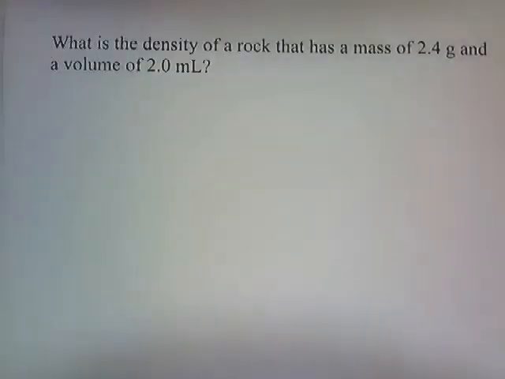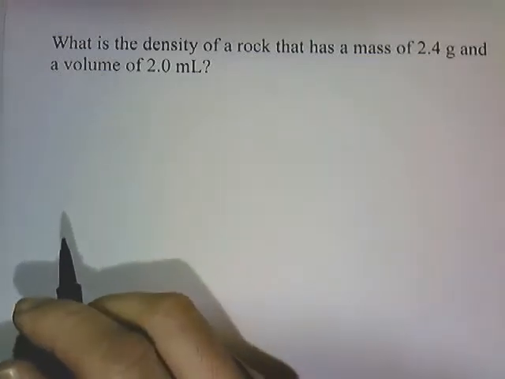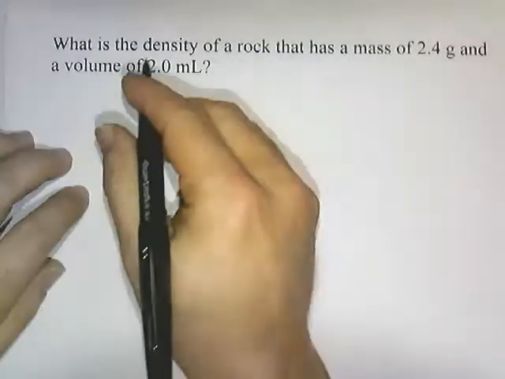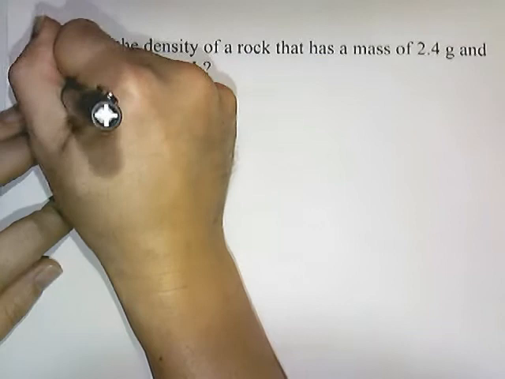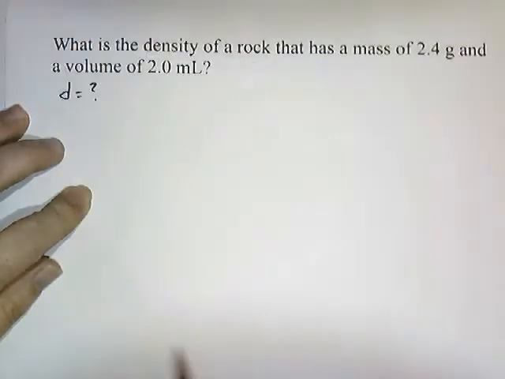What is the density of a rock that has a mass of 2.4 grams and a volume of 2 milliliters? Now anytime if you think you can solve this by yourself, hit the pause button and solve it and then hit play again and see if you got the right answer. But how do we go about solving this? Well, what I like to do is write out what we have and what we ask for. They're asking for density, so I usually write D equals question mark.